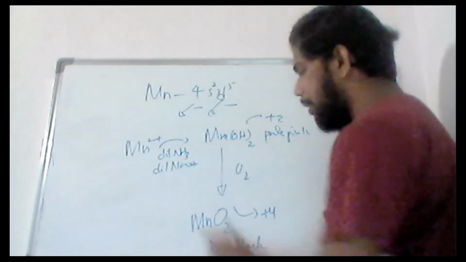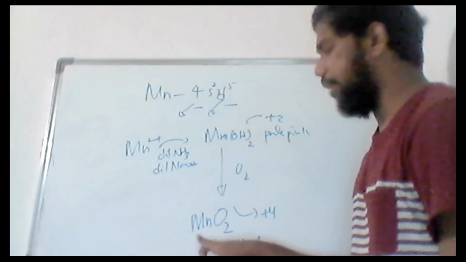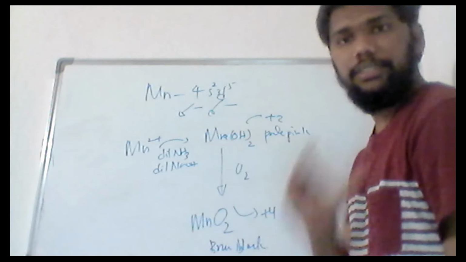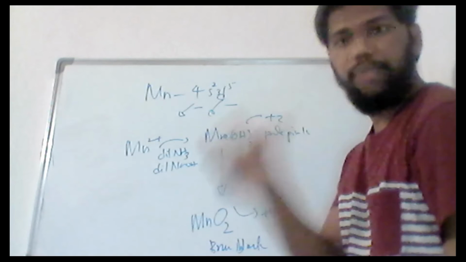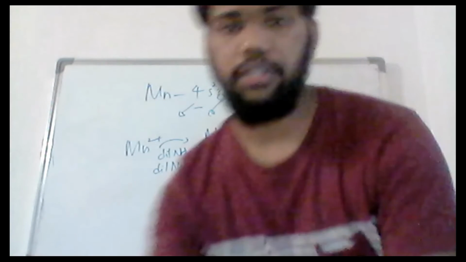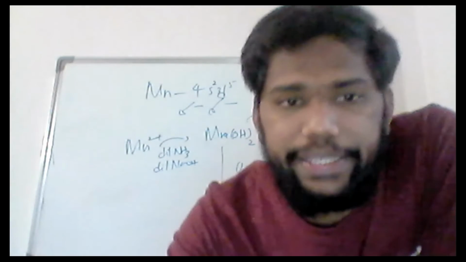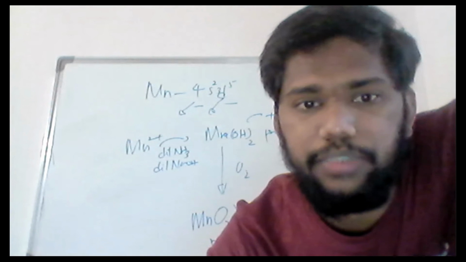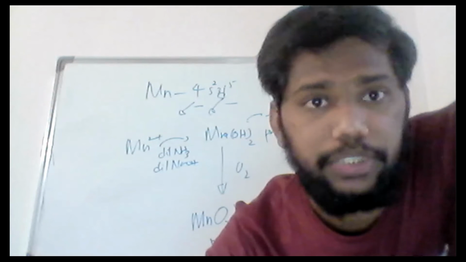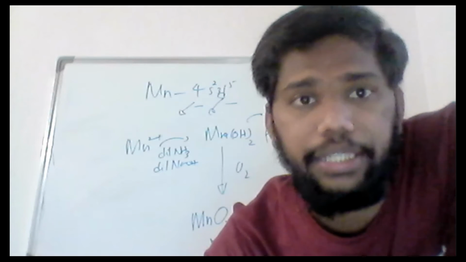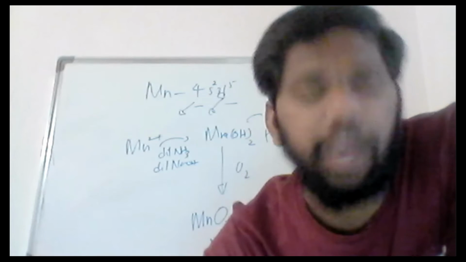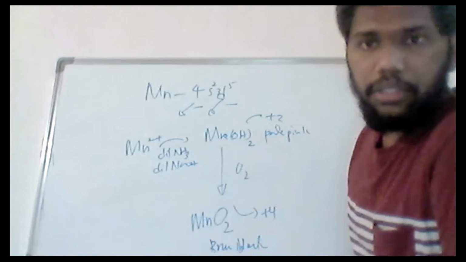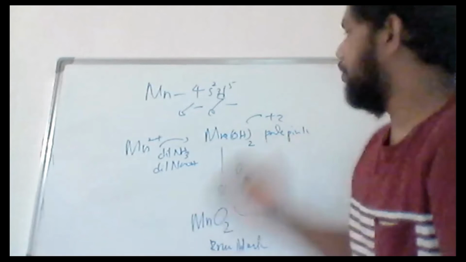But remember, I have seen students write down this MnO2 as a black precipitate. Remember, this is not black. This is brownish black. You have to remember that, brownish black, not black. If you write black, that is wrong. So the idea is, they have asked for the observation. So the observation is: a pale pink precipitate is formed, which on exposure to air turns brownish black in color. You have to just write down the observation. You don't need to write that Mn hydroxide and MnO2 are formed, because they have asked only for the observation. But if you want, you can write it down.